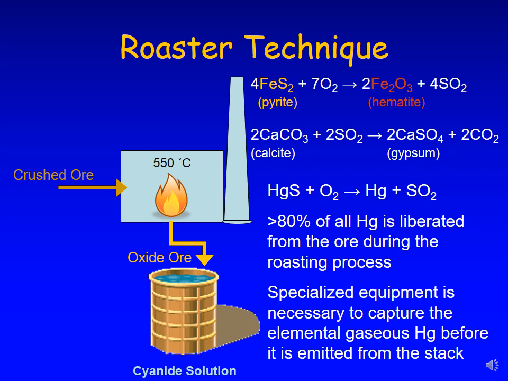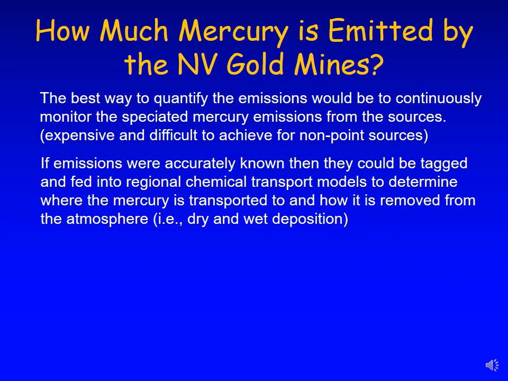And so you have two pollutants that would come out of the stack if it were left untreated. You'd have elemental mercury and sulfur dioxide. And 80% of all the mercury that was in the ore is liberated during the roasting process. And you have to have specialized equipment if you want to try and remove the mercury and the sulfur dioxide from the stack before it goes to the atmosphere.